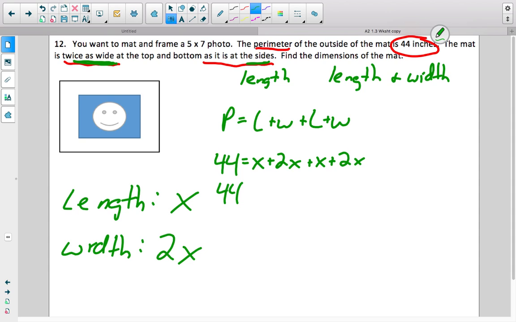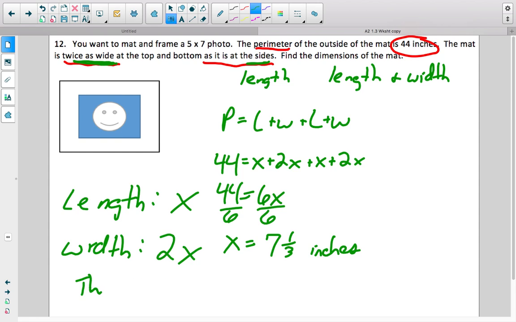So now this equation only has one variable, so I can solve for that variable. Remember, there's 1's in front of the x's, so it's really 1x plus 2x plus 1x plus 2x. 1 plus 2 plus 1 plus 2 is 6x. So when I solve for x, which represents the length, I get 7 and 1/3. 7 and 2/6, 7.3333 repeating, and this is inches. So what does x represent? The length.